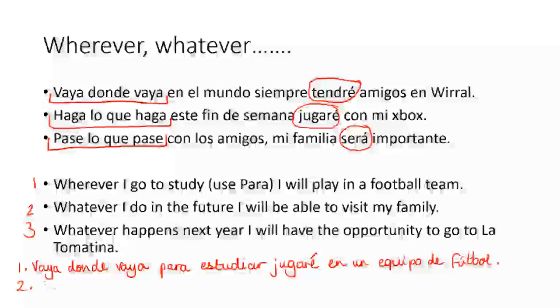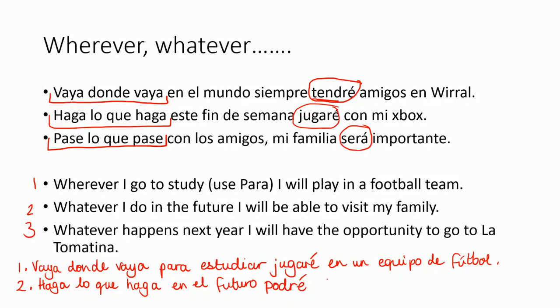Okay, so let's have a look. So this is whatever I do. Vaya donde vaya was wherever I go. Whatever I do, haga lo que haga. So whatever I do, and then we need the future. In the future, so en el futuro, I will be able to visit my family. So you want podré, okay, which is an irregular future. It's like tendré, podré visitar a mi familia. I will be able to visit my family.